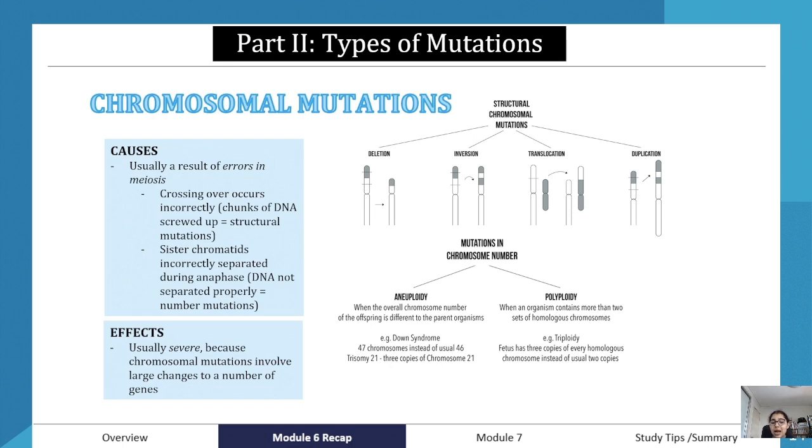So, for example, triploidy is a condition in which the fetus has 3 copies of every homologous chromosome instead of 2 copies. And that is obviously going to have a severe effect on a large number of genes.